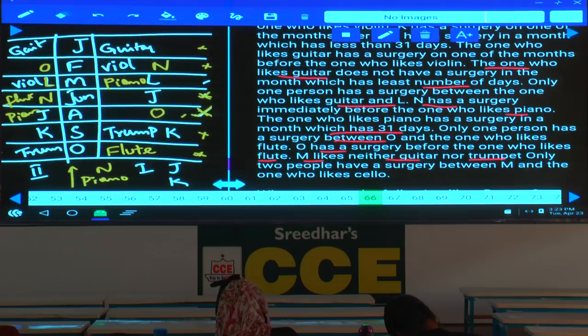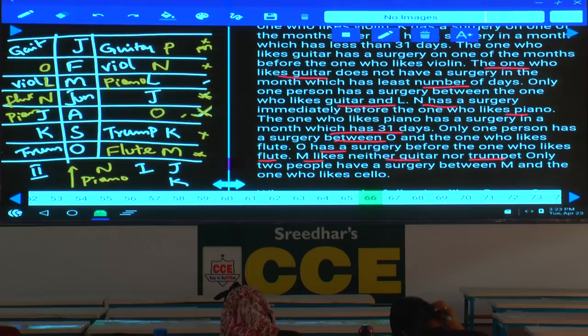M cannot be in the month of guitar. As M cannot be here, what is the only possibility left over here? M must be in the month of October. If M is here, then who is the person left over here? P is the person left over, isn't it? And M likes neither guitar nor trumpet.